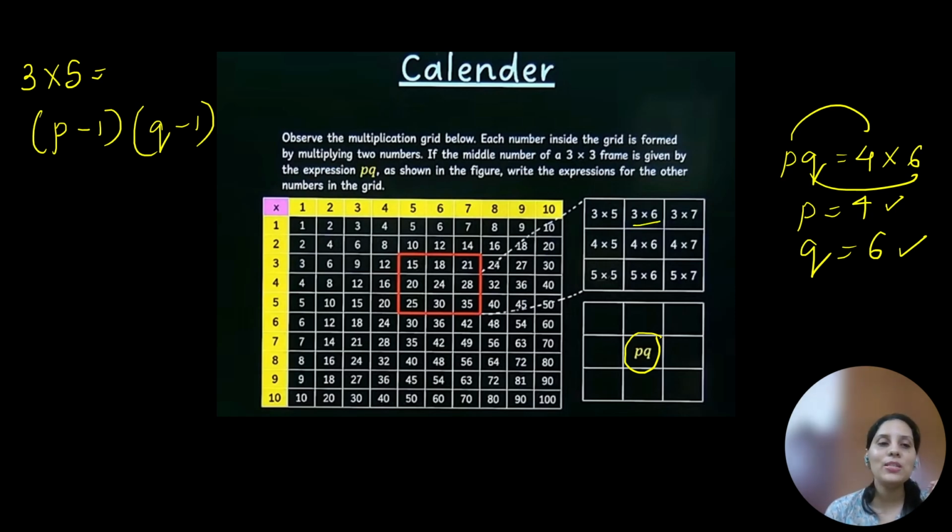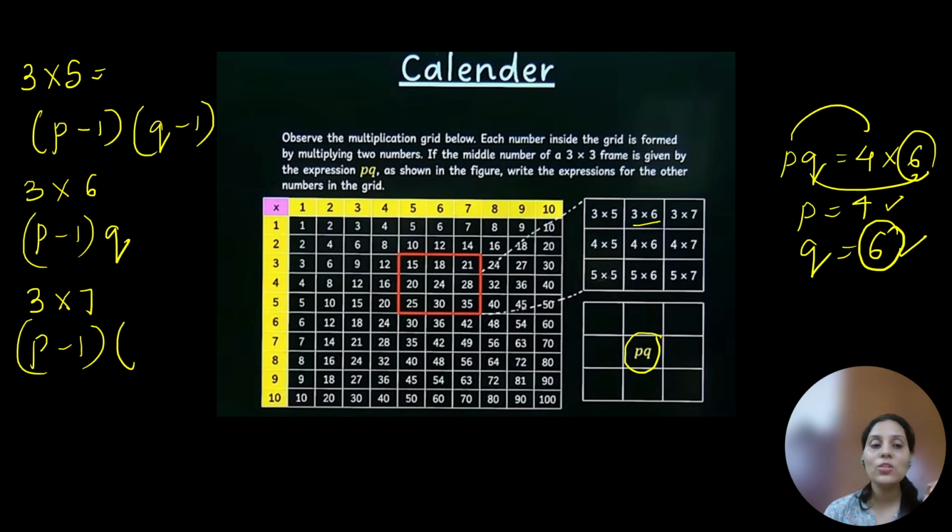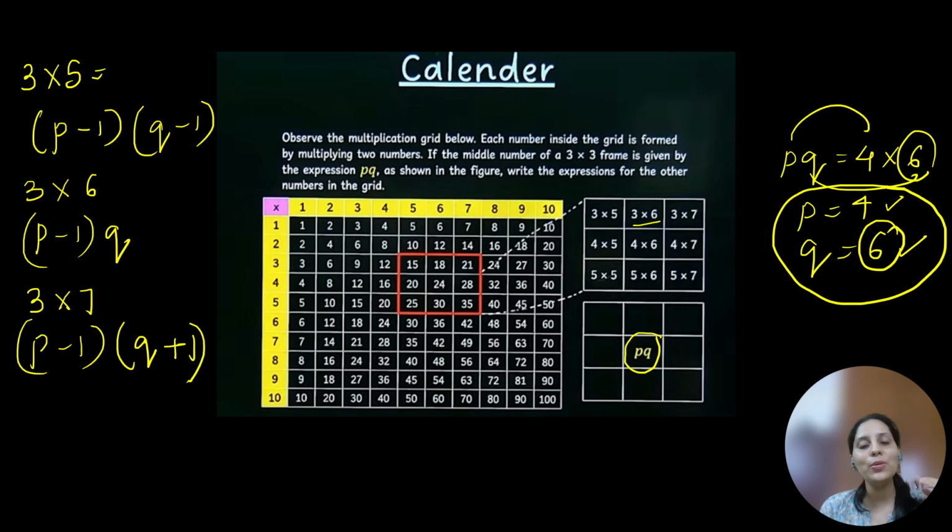Now suppose 3 into 6. There is no space here, so I'm going to write it here. So 3 is again P minus 1 and 6 is nothing but Q. So P minus 1 into Q. Similarly, 3 into 7. 3 is P minus 1. Now 7 can be written as 6 plus 1, which is nothing but Q plus 1. And so on, you can just fill up this table in terms of P and Q, where you need to add or subtract. So we already have the values of P and Q. Accordingly, you can do plus 1, minus 1 wherever required.